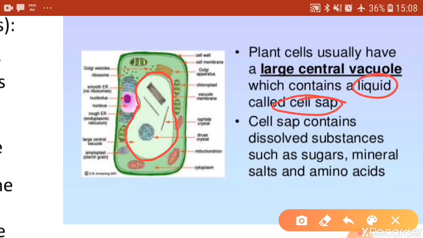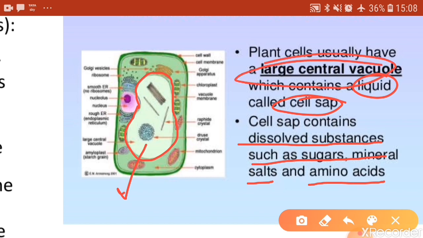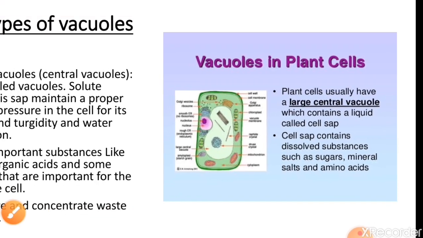This cell sap contains many dissolved substances like sugars, minerals, salts and amino acids, and recently some lysosomal enzymes. Plant cells do not have lysosomes, but some lysosomal enzymes have been detected in the sap of the plant cells, right? Another thing is that the sap vacuole or the central vacuole also stores waste materials.